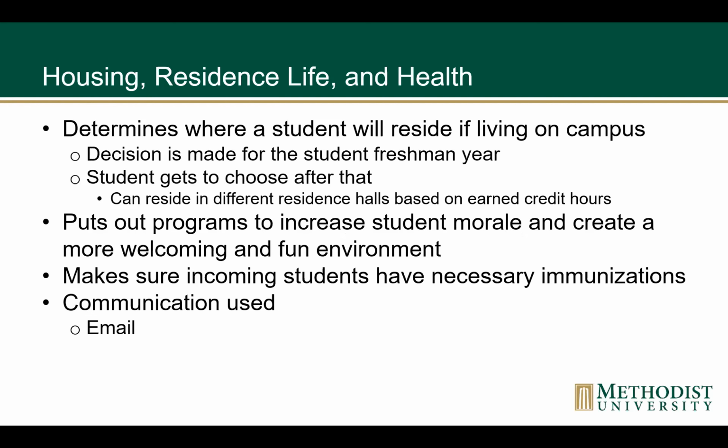Next is the housing, residence life, and health office. They determine where a student will reside if living on campus. A decision is made for the student freshman year. Students get to choose after that. They can reside at different residence halls based on earned credit hours. They put out programs to increase student morale and create a more welcoming and fun environment. They also make sure incoming students have necessary immunizations before coming onto campus. The communication used for the housing, residence life, and health office is email.